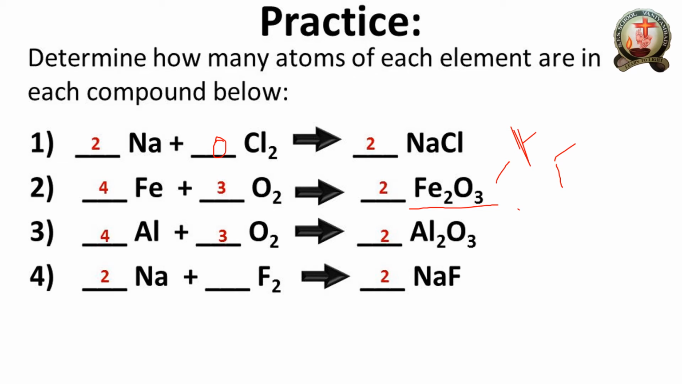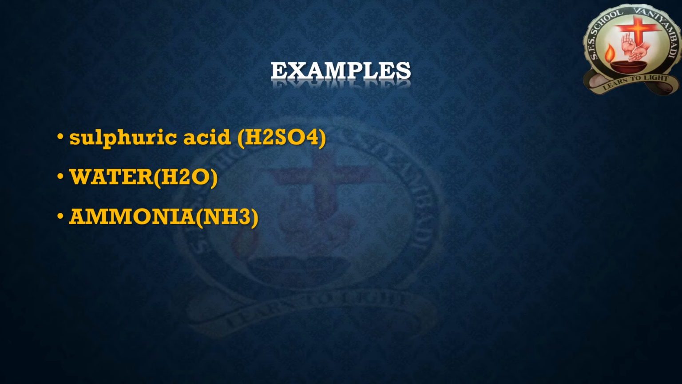So Fe, how many Fe's are there? 2. O3. 2 plus 3 is 5. What is the atomicity of this one? 5. Then times 2, you can say 10 is the atomicity of this compound. Like that you can multiply if any number is in front. Okay. So I can give some examples here. We can work them out now.